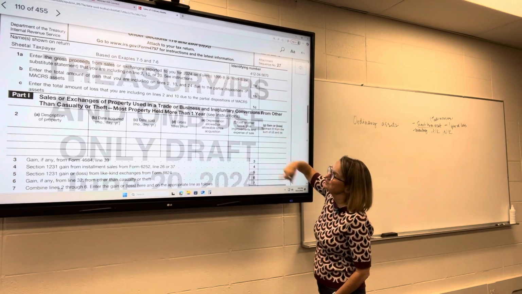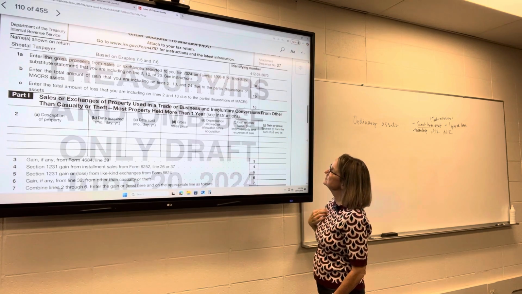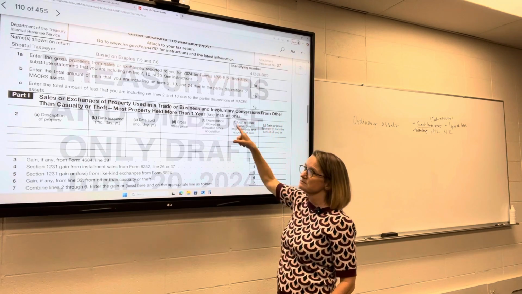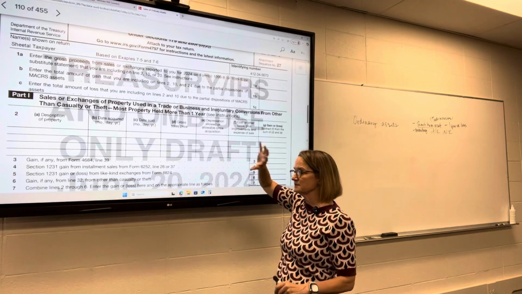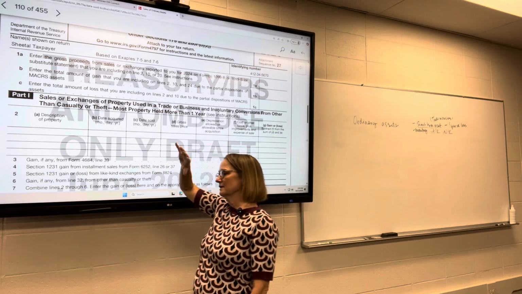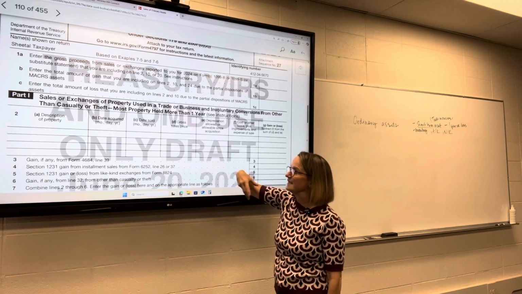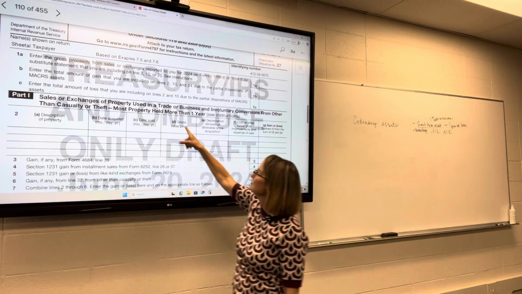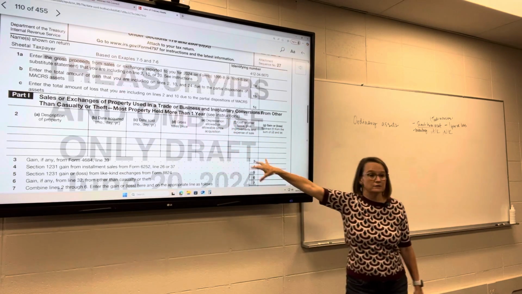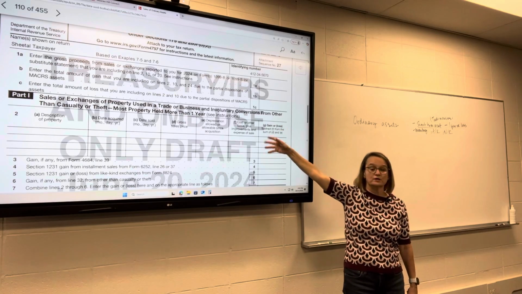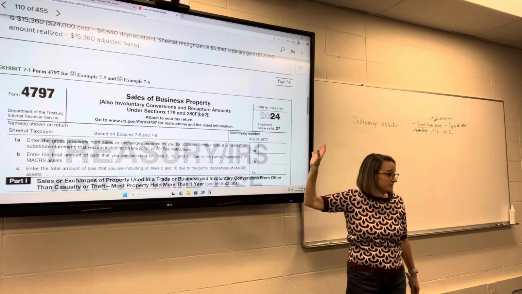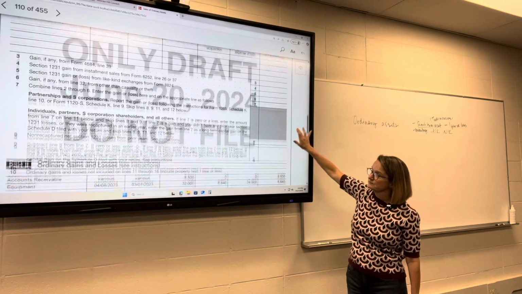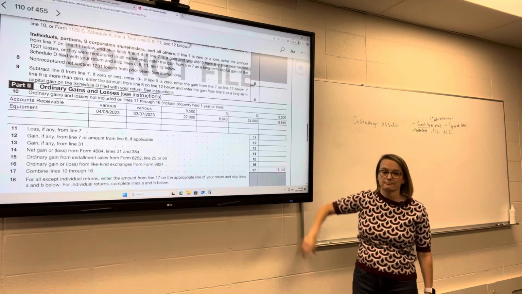First section, sales or exchanges of property used in a trade or business, and involuntary conversions. So something that they didn't sell of their own free will. It was maybe taken from them. From other than casualty or theft, most property held for more than 1 year. So this first part is for more than 1 year. In our examples up here, it was less than 1 year, so we're not going to use this first part 1 section. We're going to use part 2.